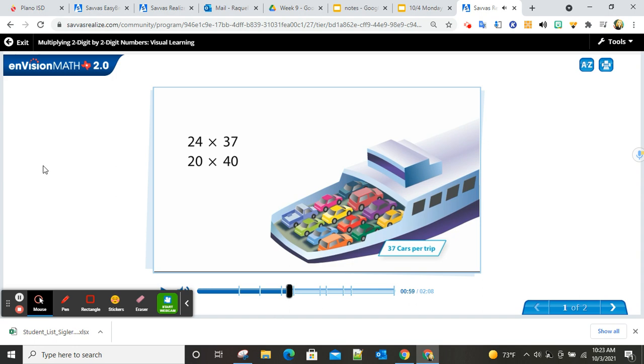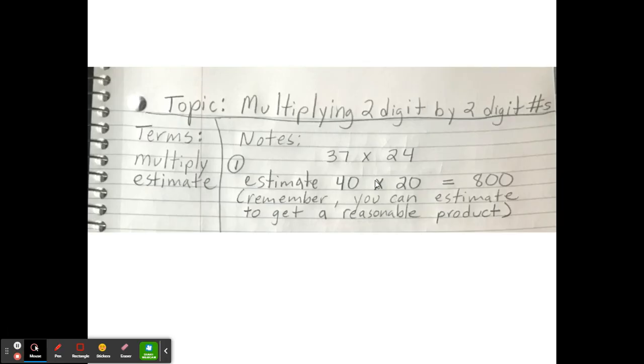Let's write this in our notebook. Notice I wrote the word estimate, and I also wrote that in my terms. And I rounded 37 to 40, 24 to 20, and when I multiplied, I got 800. And note what I wrote. You can estimate to get a reasonable product.